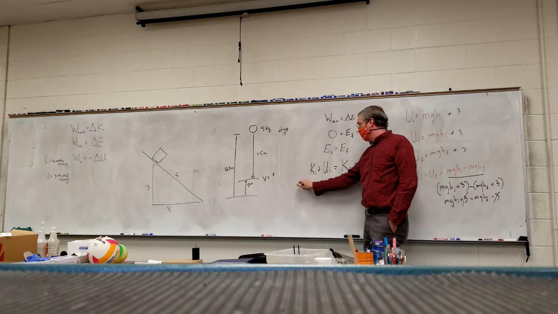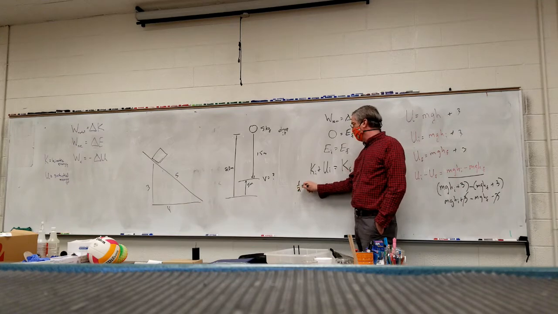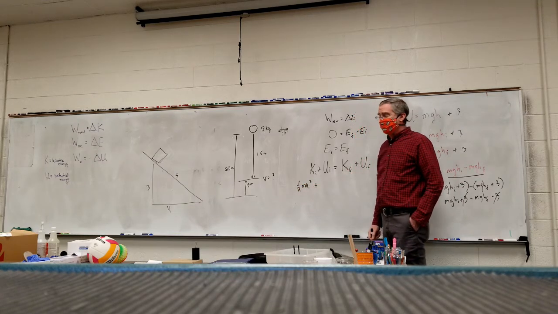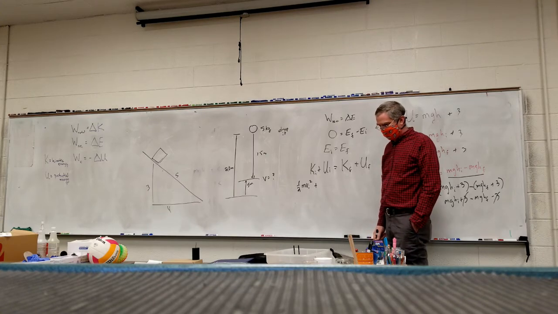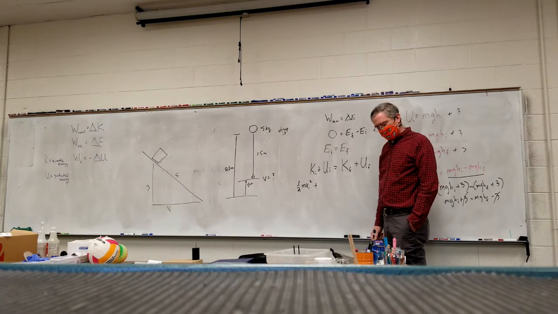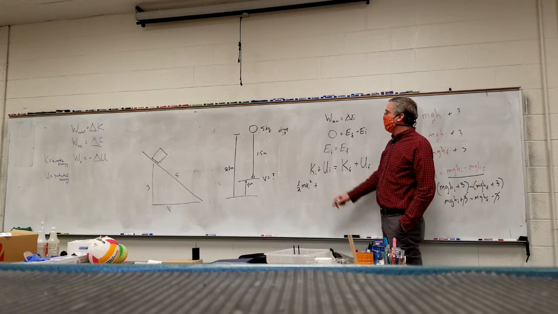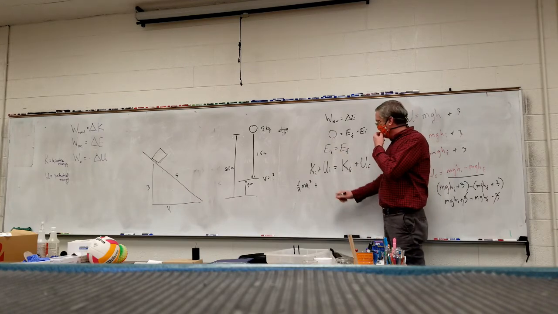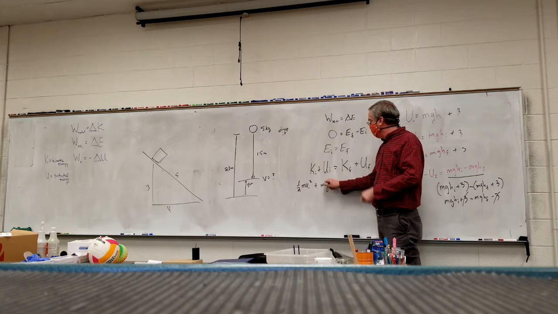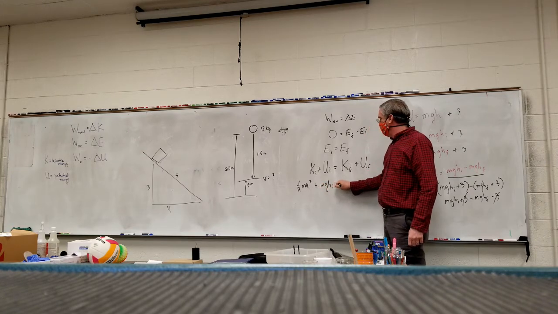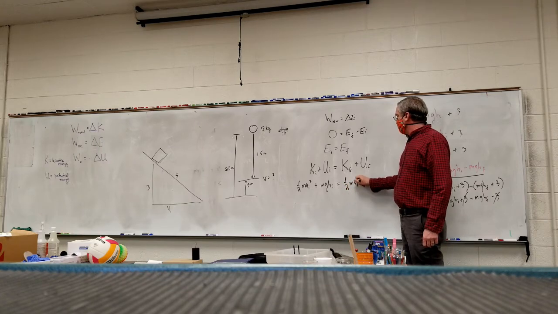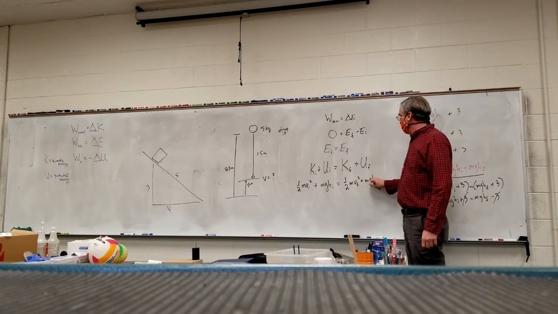All right, so the formula: 1/2 m v initial squared, plus, what's the formula for potential energy? Thank you, the one associated with weight. mgh. 1/2 m v final squared plus mgh final.